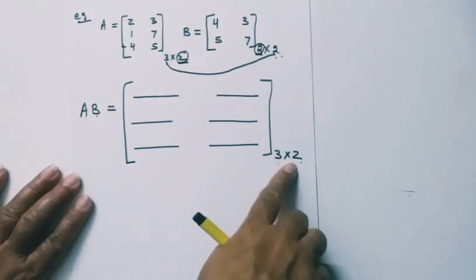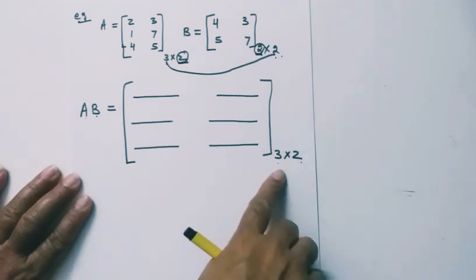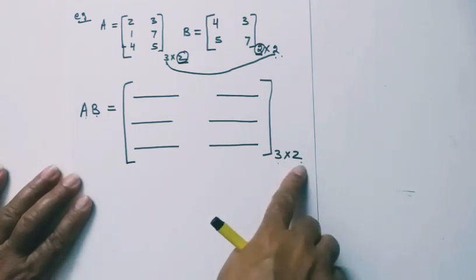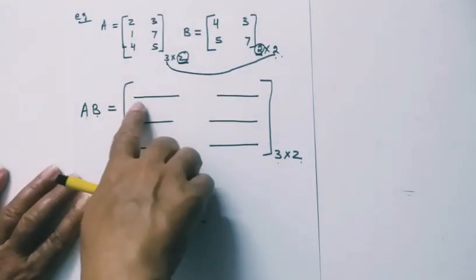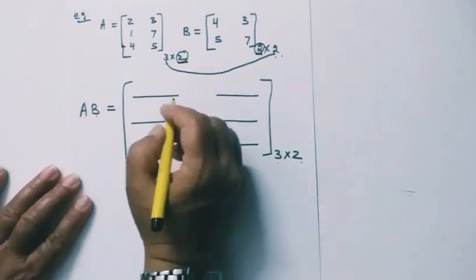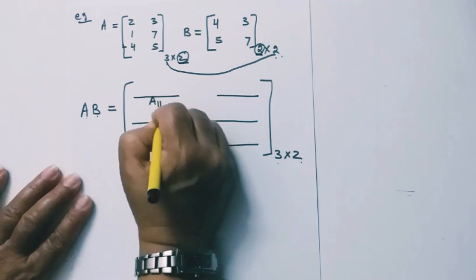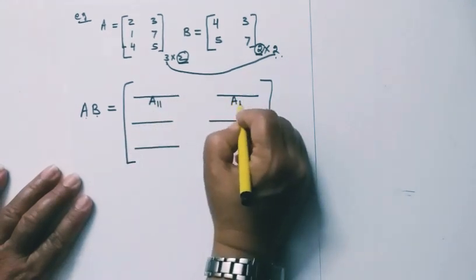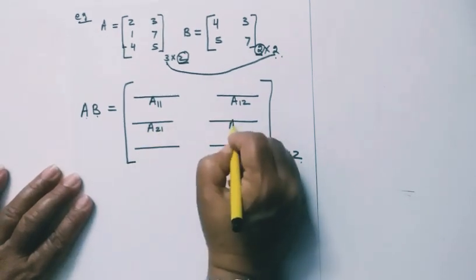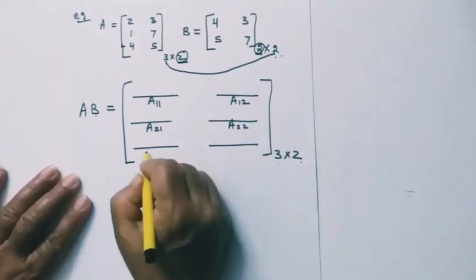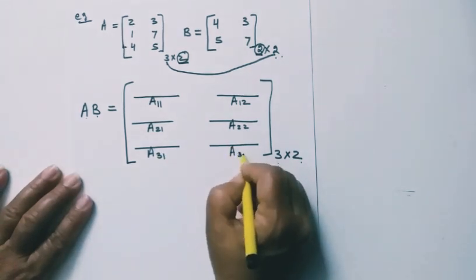I already know before writing AB what its structure is going to be. It will have 3 rows and 2 columns. So I have made 3 rows and 2 columns. Now I have to fill these elements. Let me tell you a trick to fill these elements. I write the name of this element. It is going to be A11. This element is going to be A12. This element is A21 and this element is A22. This is A31 and this is A32.